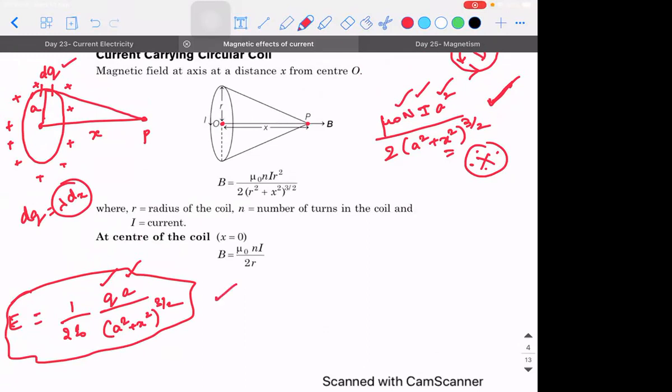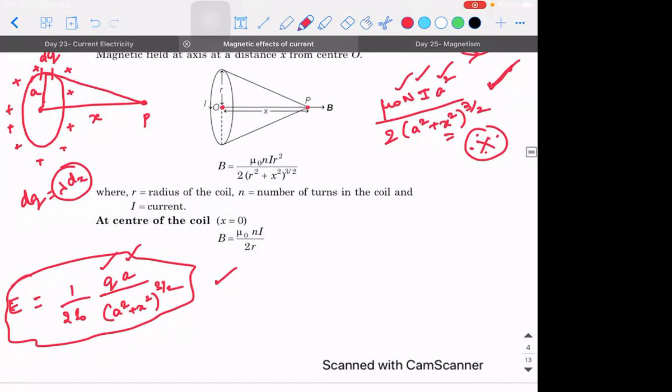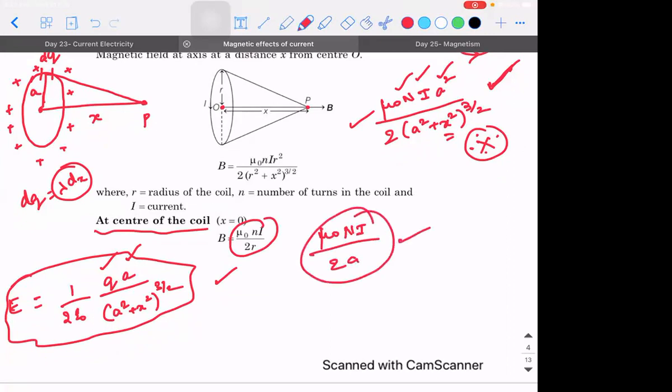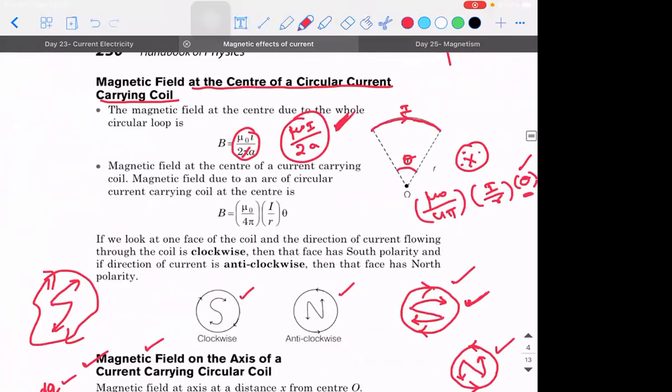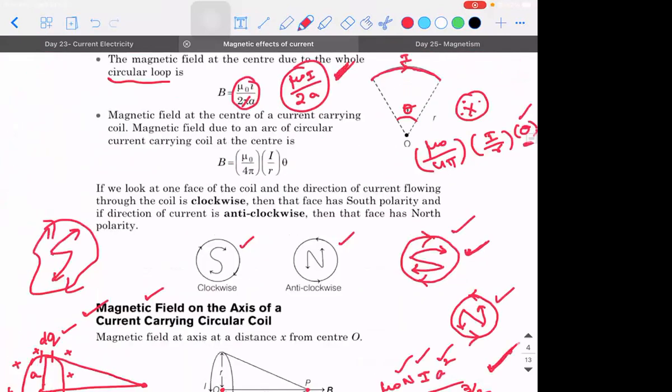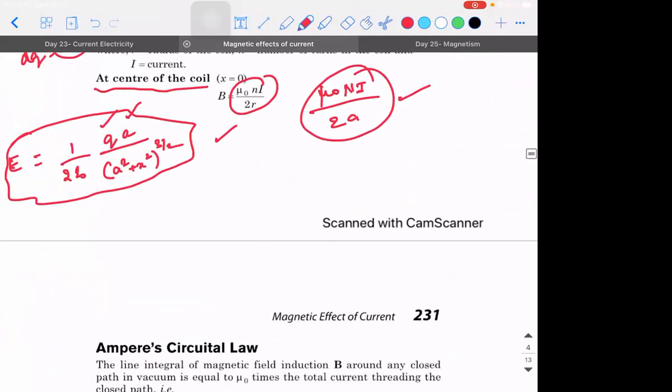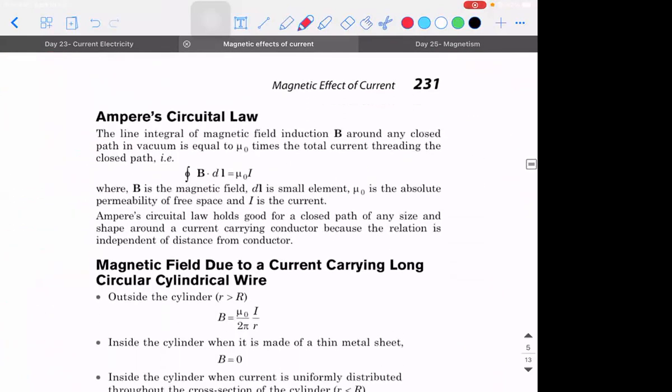Okay, sir. I think x is missing here. You verify and let me know. Okay, sir. So if this formula has to be modified at the center, then you will get it as mu naught capital N I divided by 2a. Correct? This also we know. This is what I wrote here. But it was only one due to the whole circular loop. If it is N number of turns, it will be mu naught N I divided by 2a.